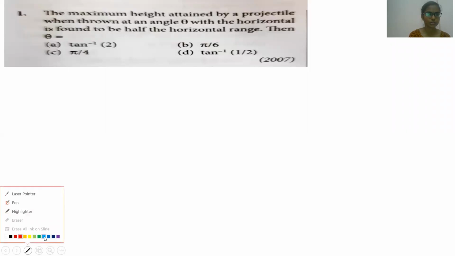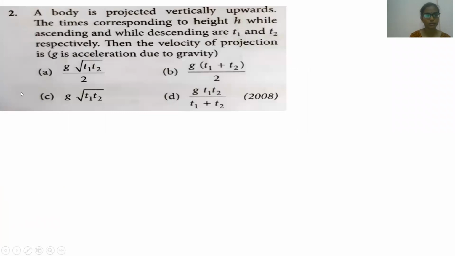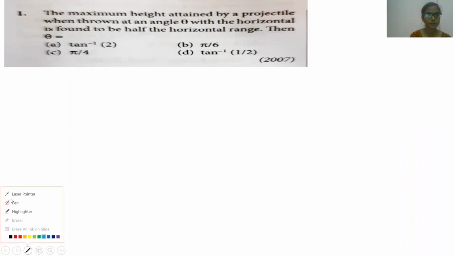Which color is best? Blue color. Okay, let us choose. See, the problem given is: the maximum height attained by a projectile thrown at an angle theta with the horizontal is found to be half of the horizontal range. Then what is theta, they're asking?